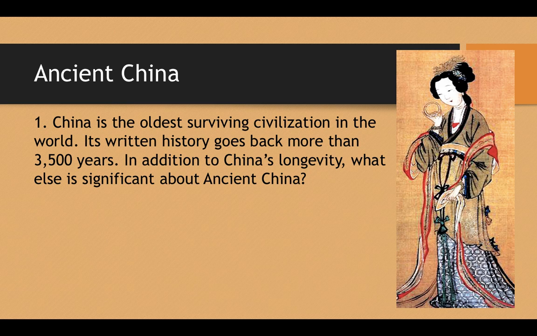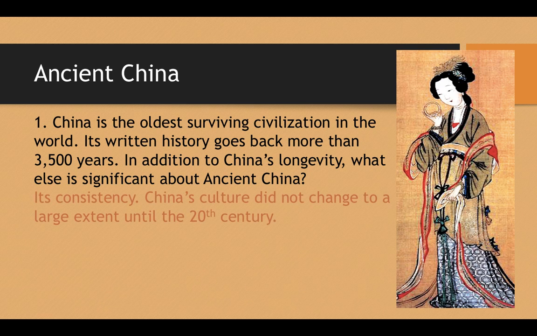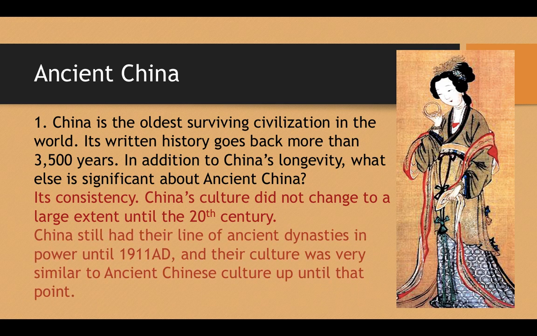Okay, so that's ancient Greece, and now we're going to shift to ancient China. So China is the oldest surviving civilization in the entire world. Its written history goes back more than 3,500 years. And in addition to China's longevity, one thing that is also significant about ancient China is its consistency. China's culture really did not change all that much to a large extent until the 20th century.